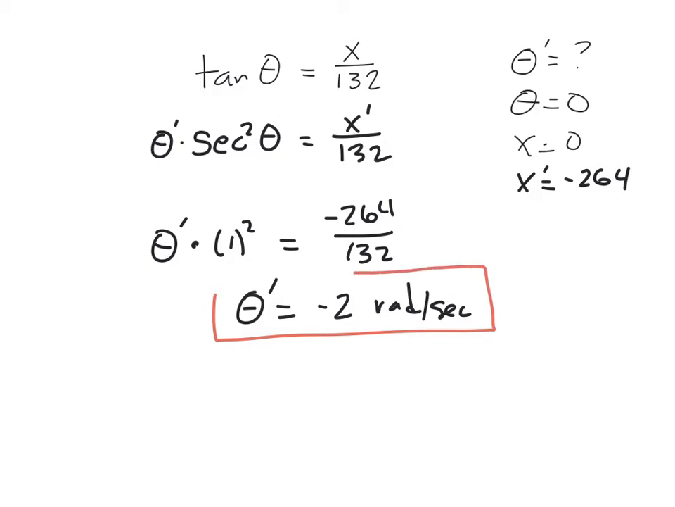So for part A, when the car is directly in front of us, the angle is changing at negative 2 radians per second. Believe it or not, this is an r here. Now, part B is asking what that rate is a half a second later. And for that, we need a new picture.